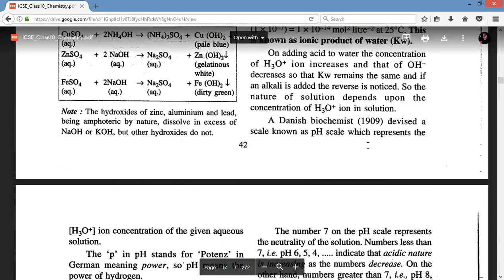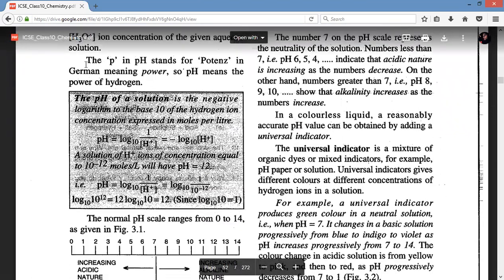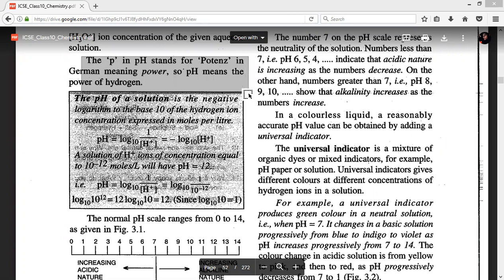Now the question arises, what do you know by the pH? pH is a concept where P stands for power and H stands for hydrogen. It means the power of hydrogen. P will be the small letter and H will be capital. pH is a general scale in which we show the acidity and basicity of a compound.